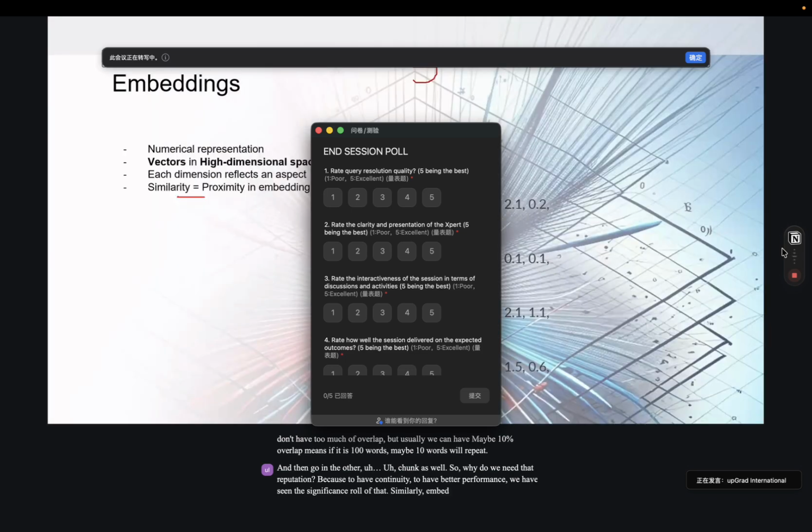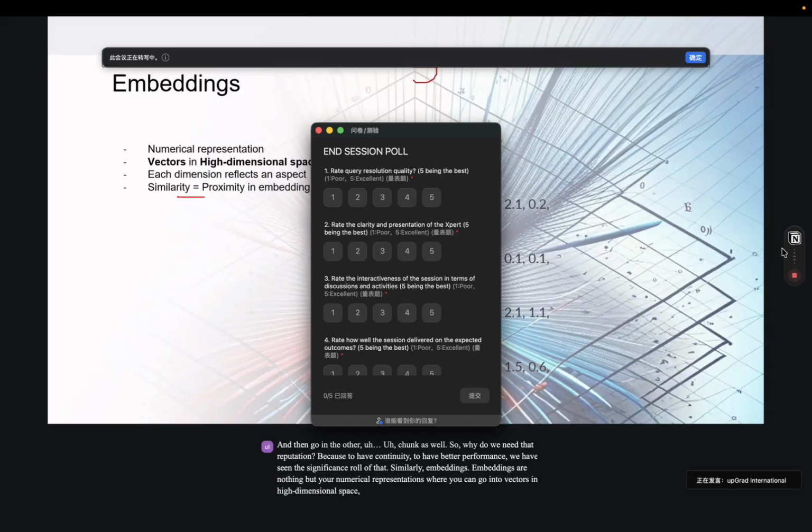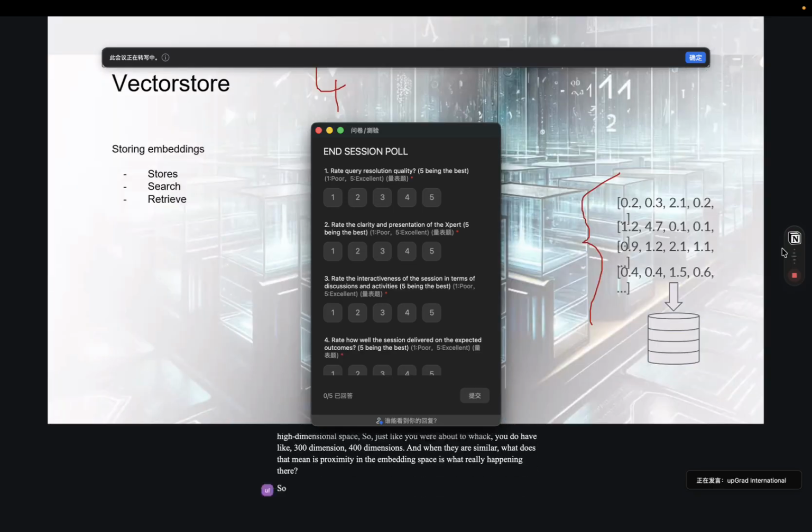Similarly, embeddings. Embeddings are nothing but numerical representations, where you can go into vectors in high-dimensional space. Just like your Word2Vec, you have 300 dimensions, 400 dimensions. And when they are similar, what that means is proximity in embedding space is what is really happening there. Then comes the vector store, where it needs to be stored well, searched, and then retrieved.